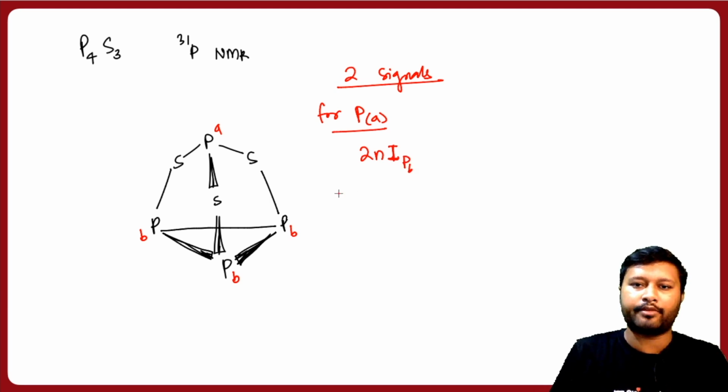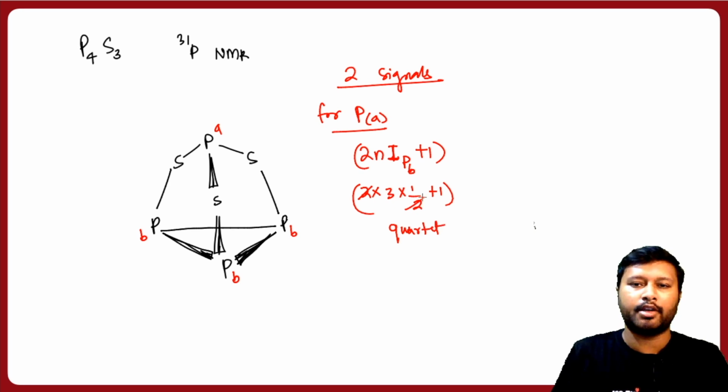plus 1. Why Pb? Because this is phosphorus of type B, not lead. So you are going to have 2 into how many phosphorus of type B are there? 3 of them. I value of phosphorus is half, plus 1. If you calculate it, you will get a quartet. You are going to get 4 peaks. So phosphorus of type A is going to split up into 4 lines.